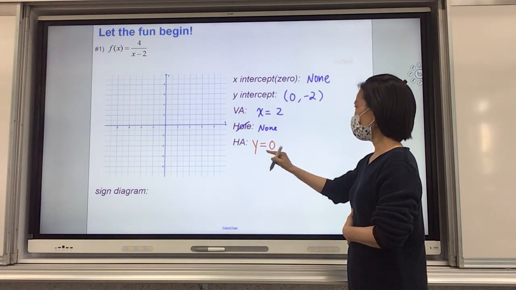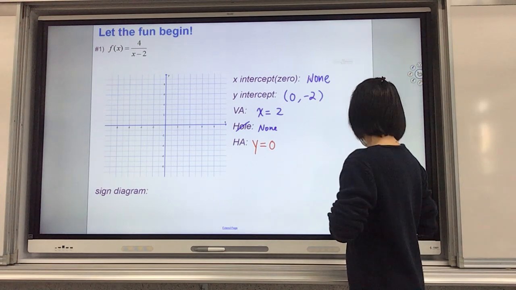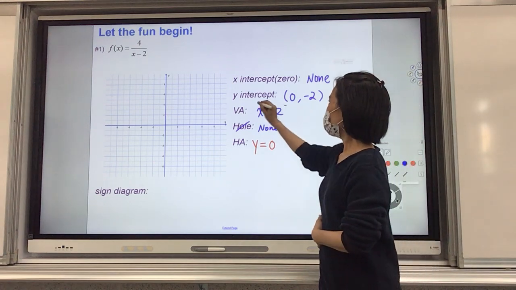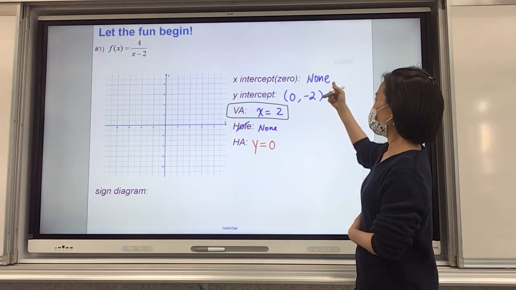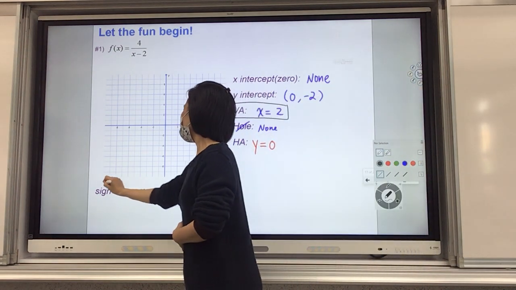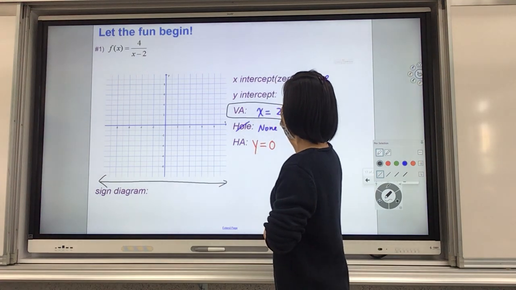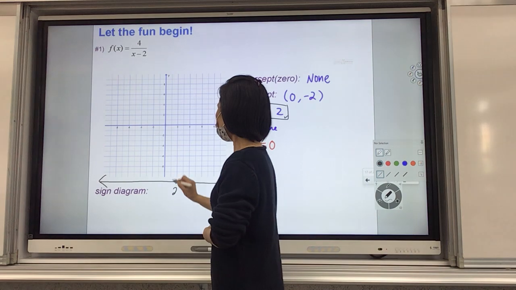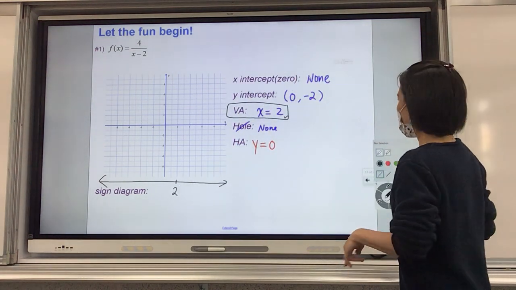Y equals 0. Now we need to draw the sign diagram. For the sign diagram, we need to pull out the vertical asymptote, and the x-intercept we don't have. That means the only value we will put down is 2. So we only have 2 intervals to check.